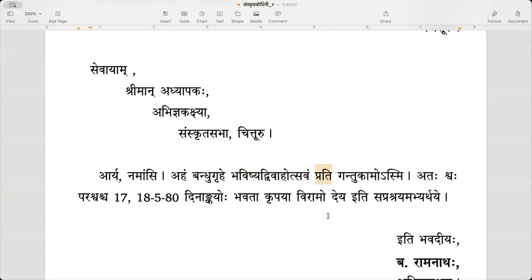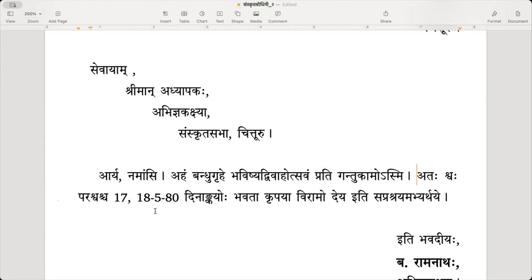Griham prati gantum ichhami, or griham gantum ichhami. Both are correct. But prati kind of implies that initially you were in that direction and had gone from that direction, and now you're going back towards that direction. Returning? In a way you can use it as returning, but don't go into so much detail. Leave it simple. Whether you use prati or not, it's the same meaning. But tatra vivahotsavam pratigantu kamasmi, it's not returning. He is going towards it. That's why I said towards.